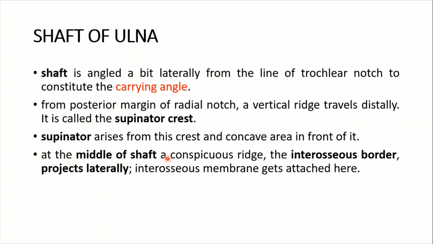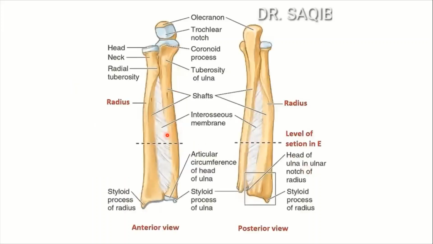At the middle of the shaft, a conspicuous ridge, the interosseous border, projects laterally. The interosseous membrane gets attached here. This is the interosseous membrane, and this is the interosseous border of the ulna, to which the membrane is attached.